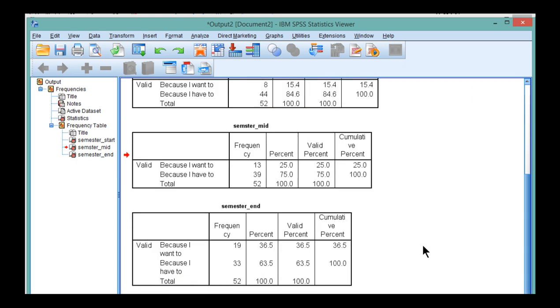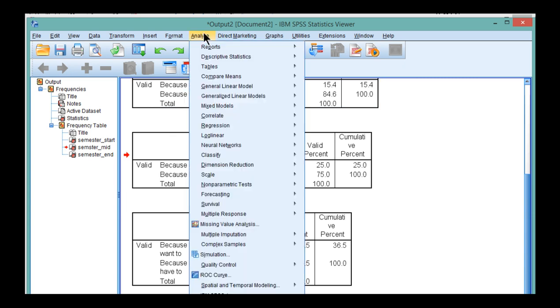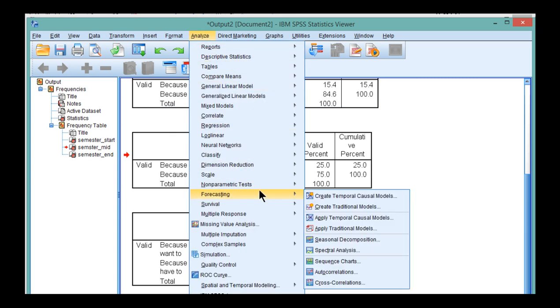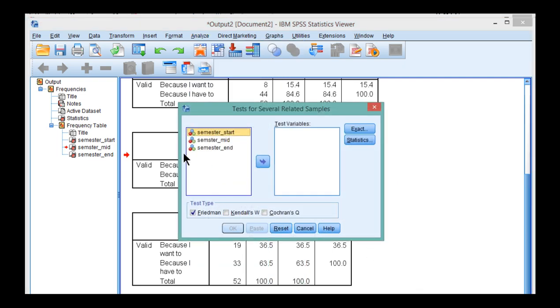And the Cochran's Q statistic will test the null hypothesis that the percentages are equal across the within subjects factor, which in this case is period of the semester: start, middle, and end. So in order to carry out the analysis, go into Analyze, Nonparametric Tests, Legacy Dialogs, and K Related Samples. And then place the 3 levels of the within subjects factor in the test variables box and click Cochran's Q and deselect Friedman. Click OK.